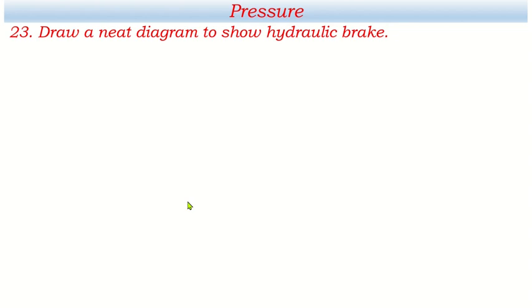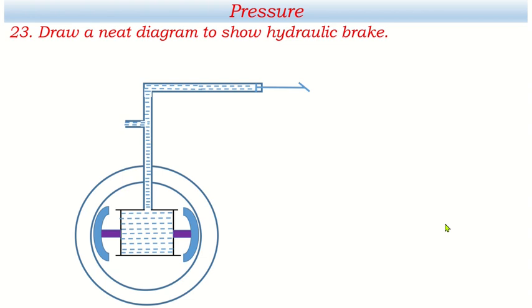Okay, let's have another question. Draw a neat diagram to show a hydraulic brake. First we are drawing a diagram to show the brake. This hydraulic brake is widely used in different vehicles. This is the diagram. I made the simplest diagram to make you very clear about the working principle of this hydraulic brake. Okay, now here a small cylinder is connected to a big cylinder. This is the small cylinder and it is connected to a big cylinder.